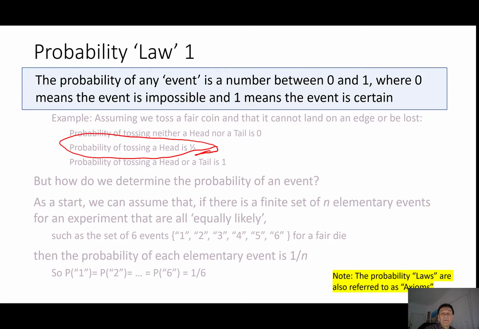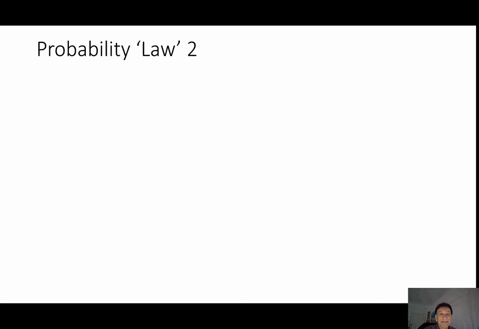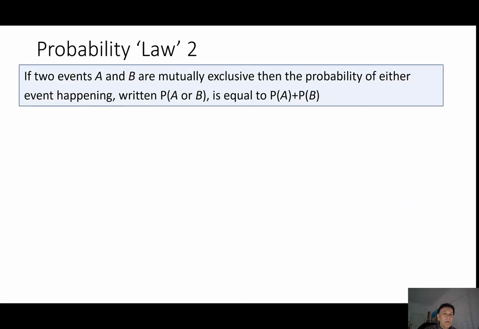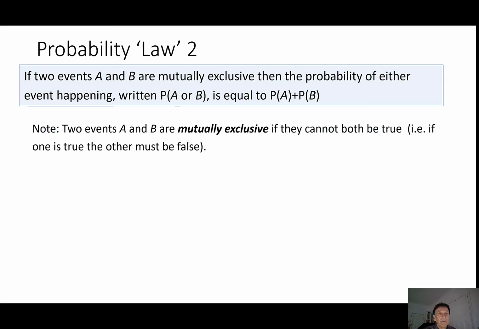So as I said, the probability laws are also sometimes referred to as axioms. Probability law 2 says that if 2 events A and B are mutually exclusive, then the probability of either event happening, which we write as P(A or B), is equal to the probability of A plus the probability of B. Now, first of all, what do we mean by mutually exclusive events? Well, they're mutually exclusive if they cannot both be true at the same time. So if one is true, the other must be false.